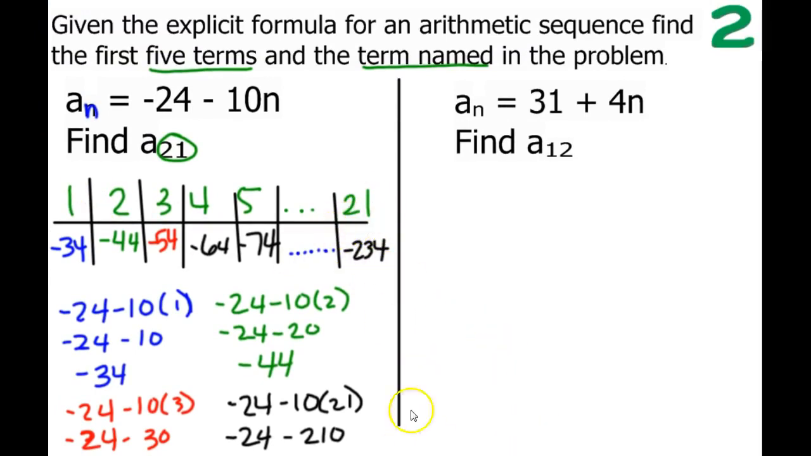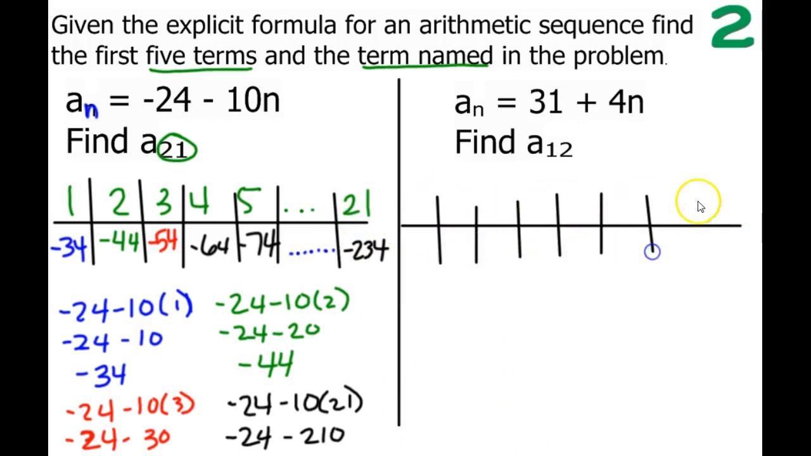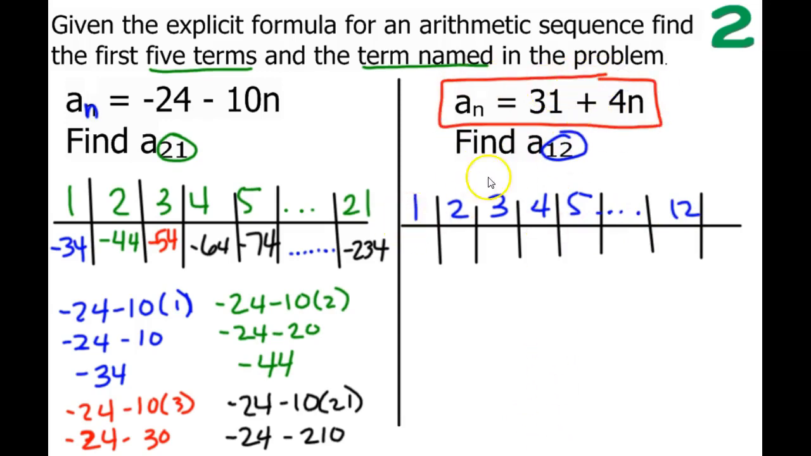This one, we're still going to find the first 5 terms. So I'm going to list here 1, 2, 3, 4, 5, but then we also want the 12th term, because that's the term they told us to plug in. So here's our equation. First we're going to plug in a 1 for n. 31 plus 4 times 1. Well, 4 times 1 is just 4. So that gives us 35.